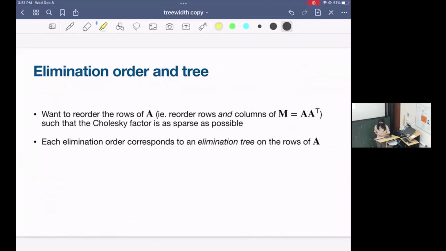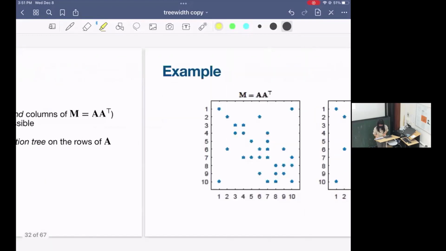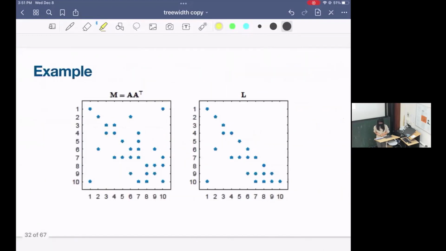So reordering the rows is called finding an elimination order, and it also has a corresponding elimination tree, which I'll explain. Again, an example: when you do the Cholesky factorization, you can get from M to this factor L. It has some very interesting properties in terms of its non-zero entries.